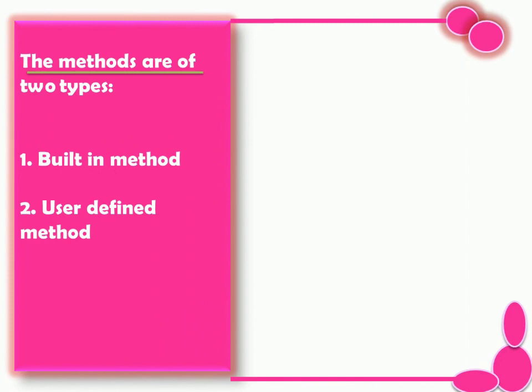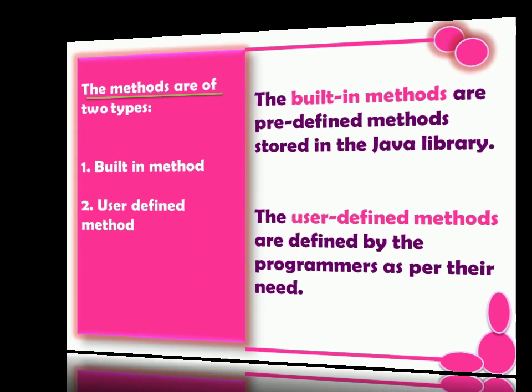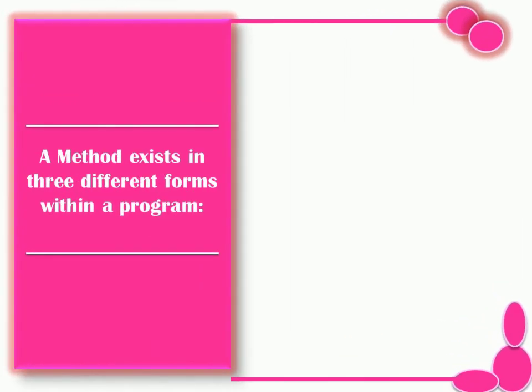Now, there are two types of methods. One is built-in methods and another one is user-defined methods. What are built-in methods? Built-in methods are already created methods which have been stored in the Java library. And what are user-defined methods? User-defined methods are defined by the programmers as per their needs. So these are the two types of methods.